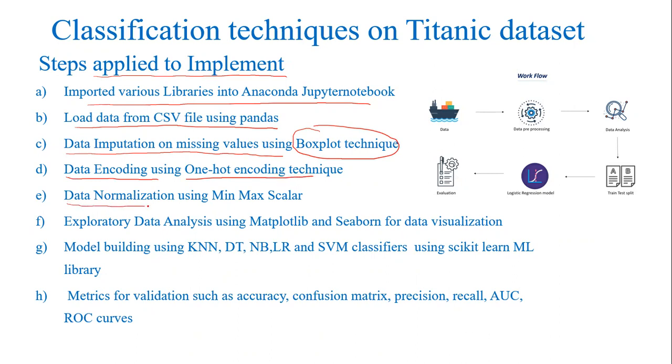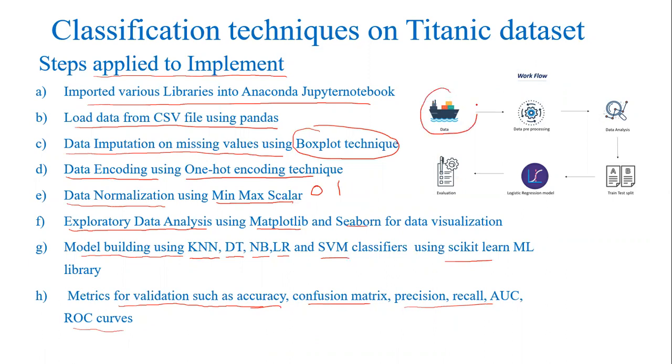Next, in order to keep the data in a specific range between 0 and 1, I used min-max scaler. Then I have done a little bit of exploratory data analysis using libraries such as Matplotlib and Seaborn. Then I have built classifier models using KNN, decision tree, Naive Bayes, logistic regression, and SVM classifiers using scikit-learn. Finally, I have applied all the metrics for validation, such as accuracy, confusion matrix, precision, recall, F-measure, AUC, and ROC scores in the given problem.